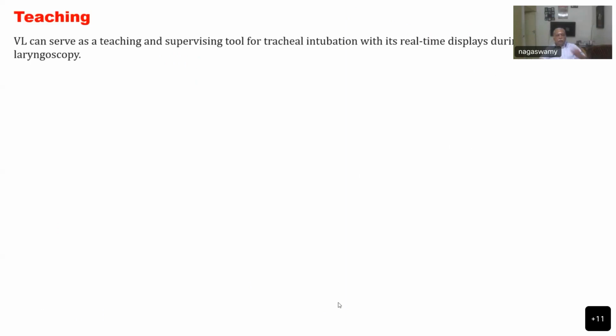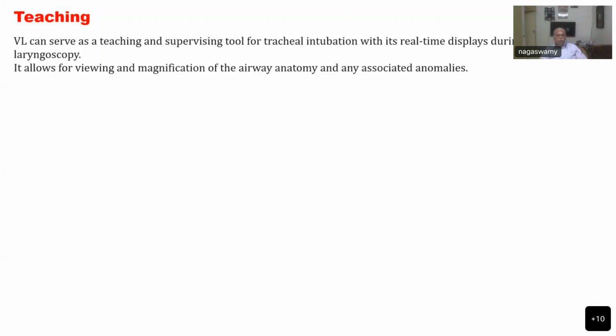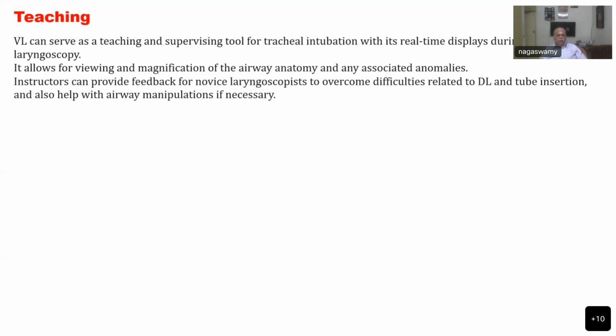For teaching, video laryngoscope can serve as a teaching and supervising tool for tracheal intubation with real-time displays during laryngoscopy. It also allows viewing and magnification of the airway anatomy and associated anomalies, especially congenital anomalies like webbing or displacement or sometimes arytenoid fractures. All this can be easily displayed on the monitor for the students to see. And instructors can provide feedback for novice laryngoscopists to overcome difficulties related to direct laryngoscopy and tube insertion, and may also help with airway manipulations.